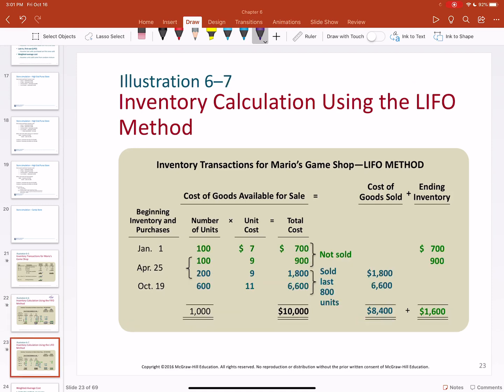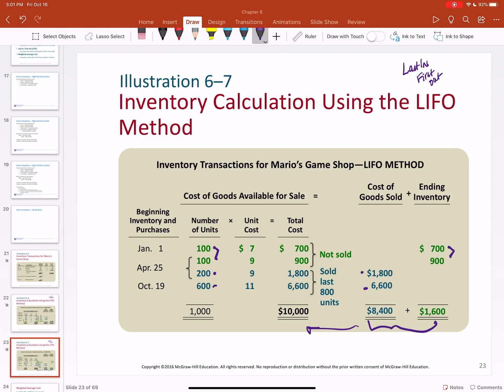If we contrast that with LIFO, which is last in, first out, it's exactly the opposite. If you can understand LIFO, you can understand FIFO and vice versa. So here we'll start at the bottom, and we're moving the pieces at the bottom over to cost of goods sold. So we say, yep, this 600 is over here, and we just need to get to 800. So we're going to take 200 out of that next block and move it over. And then the last 200 ends up in ending inventory. Again, cost of goods sold plus ending inventory still equals available for sale.